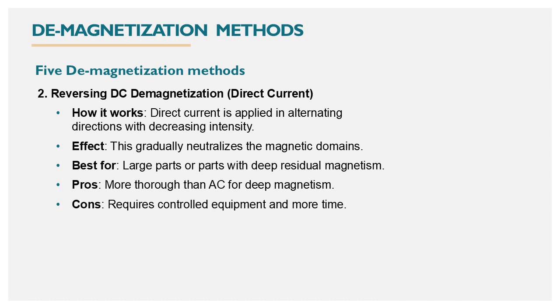The advantage of the DC demagnetization method is that it is more thorough than AC for deep magnetism, and the limitation of the DC demagnetization method is that it requires controlled equipment and more time.